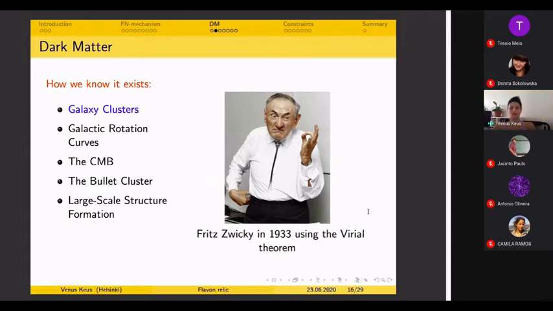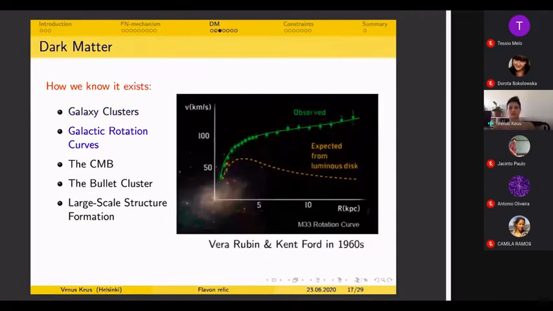That obviously isn't the only reason we believe that dark matter exists. And this list isn't exhaustive. I just mentioned the ones that are fun to me.